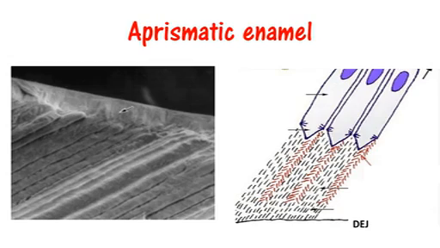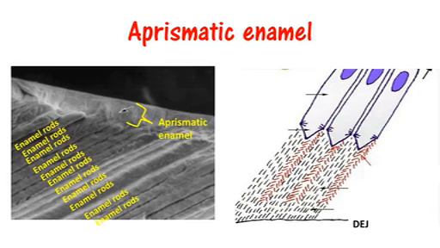Aprismatic enamel. A relatively structureless layer of enamel is found on the surface of the enamel. This is least often found over the cusp tips, and most commonly it is going to be found towards the cervical area of the tooth. In this layer, no prism or rod outline is going to be visible.